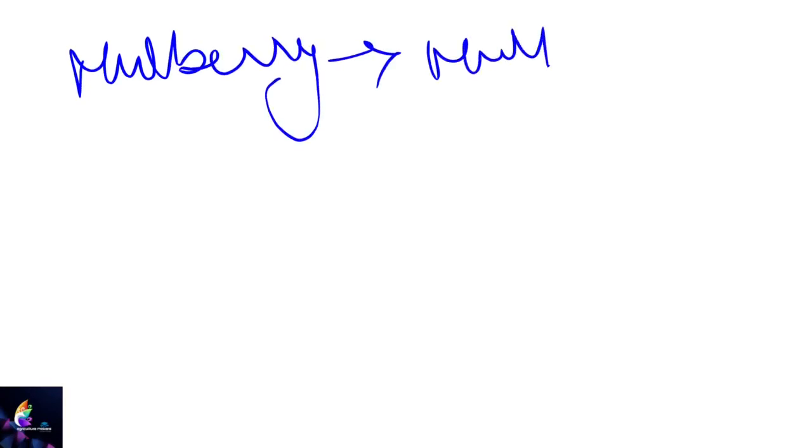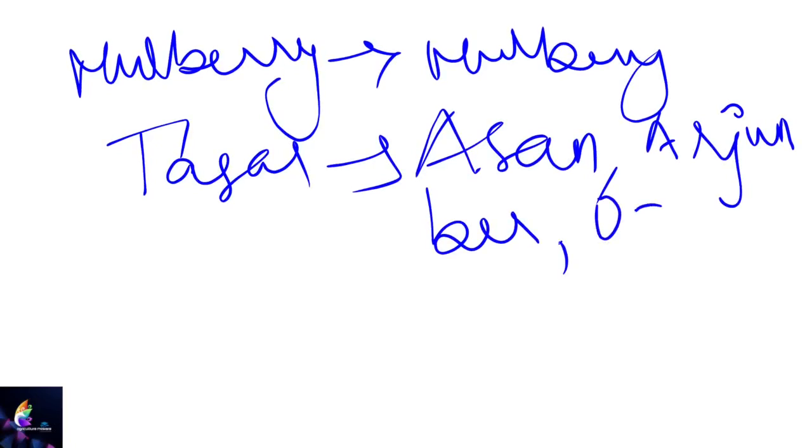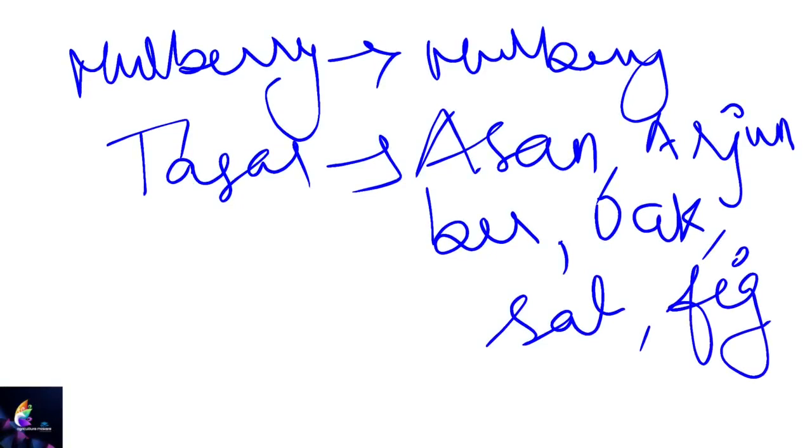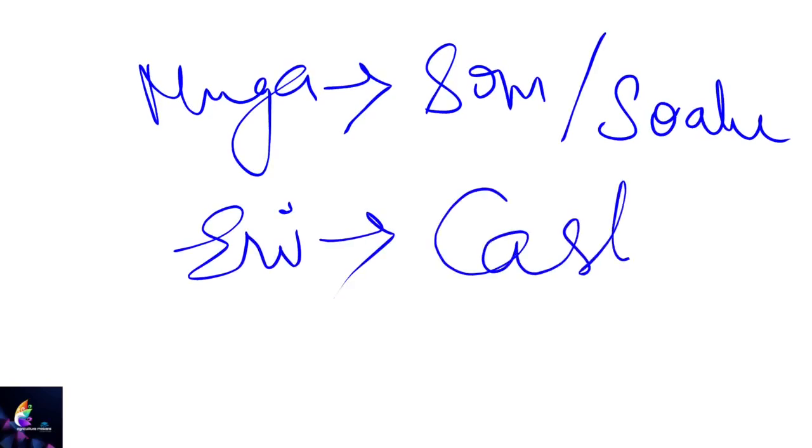Coming to the next, the host trees. The host tree for mulberry silk, it is already in the name, is the mulberry tree. The hosts for tassar silk are Asan, Arjun, Bir, Oak, Sal and Fig. These are the host trees for tassar silk. Coming to muga silk, the host trees are Som and Soalu. Coming to eri silk, the host tree is castor, so that it is known as poor man silk.